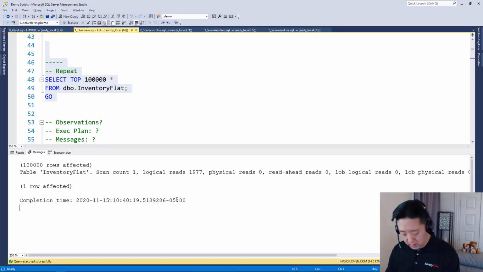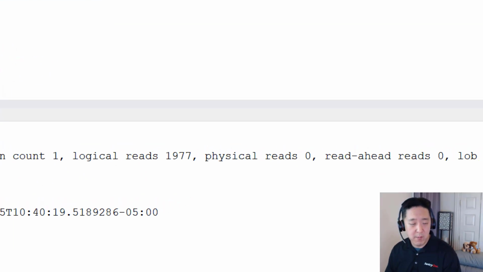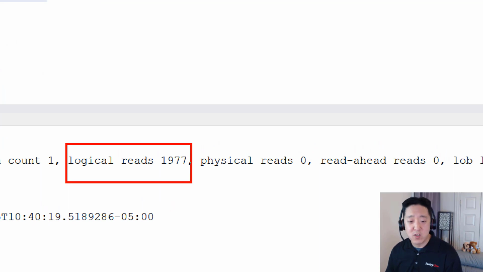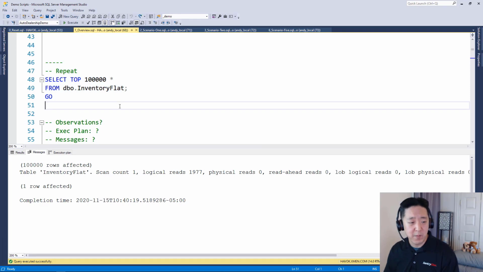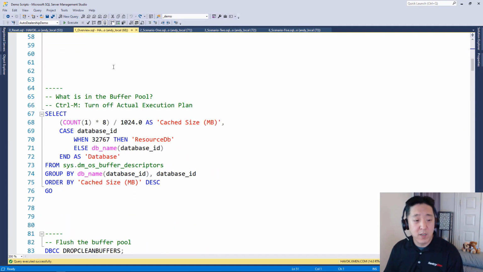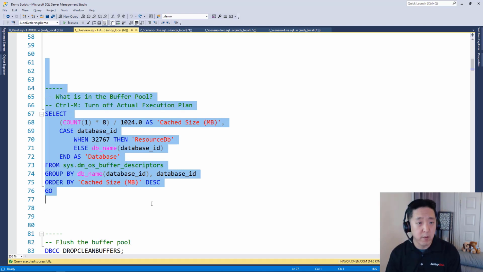Now, if we go look at the messages tab once again, logical reads, once again, it's the same 1977. However, in this case, the data pages are in the buffer pool already, so I have 0 physical reads. Okay, and this is actually kind of what we typically will be seeing. So what's actually inside the buffer pool? There's a cool bit of diagnostic code right here that I will share with you.